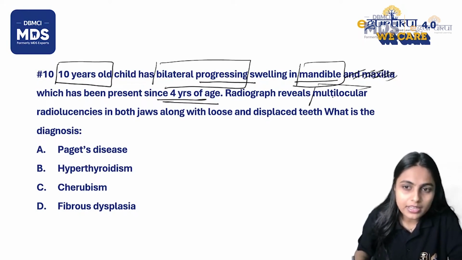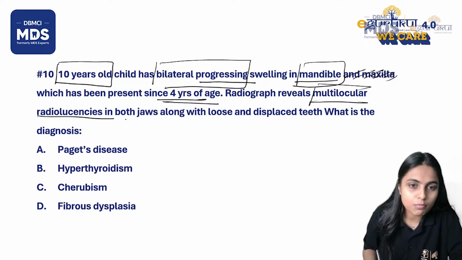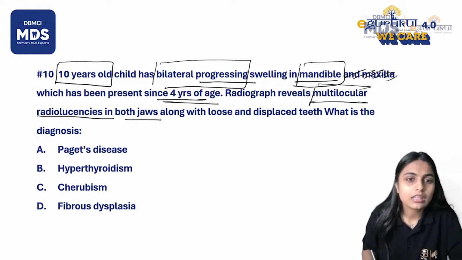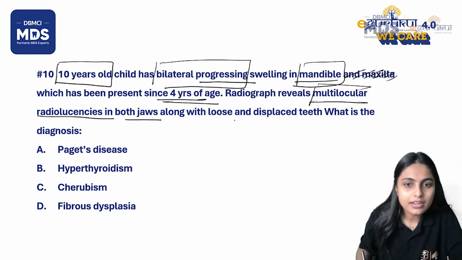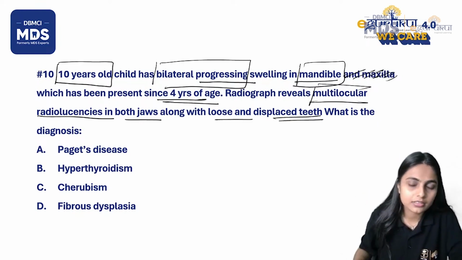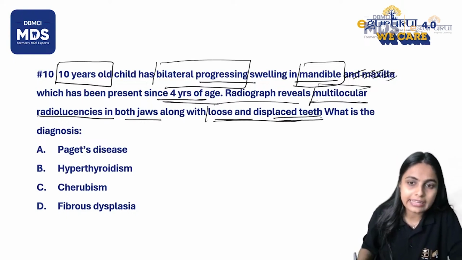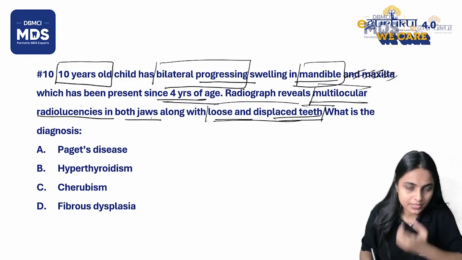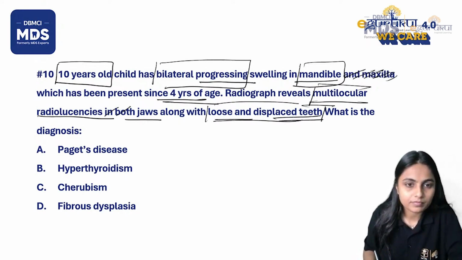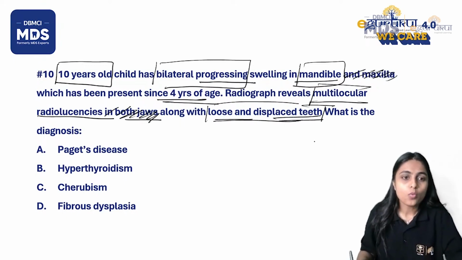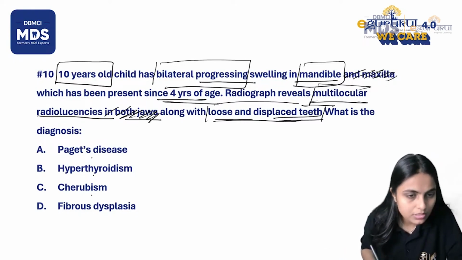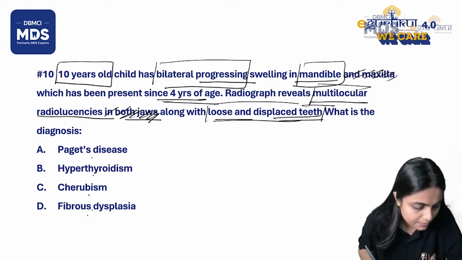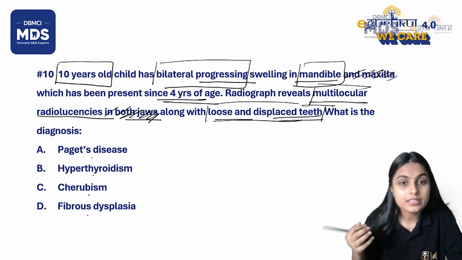Radiograph reveals multilocular radiolucencies in both jaws. Now, both jaws say in mandible only, you take in mandible both sides bilaterally. Okay, and loose and displaced teeth are present. What is the diagnosis? A. Paget's disease. B. Hyperthyroidism. C. Cherubism. D. Fibrous dysplasia. What should be the answer?